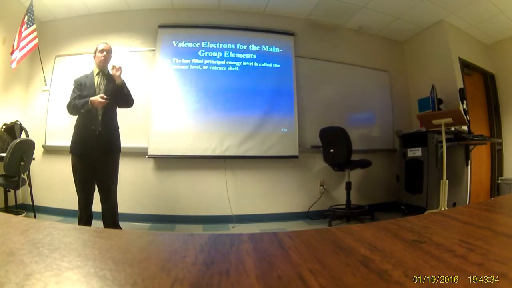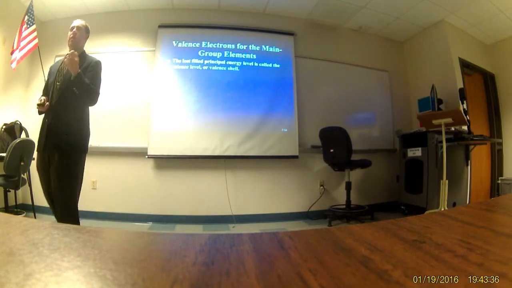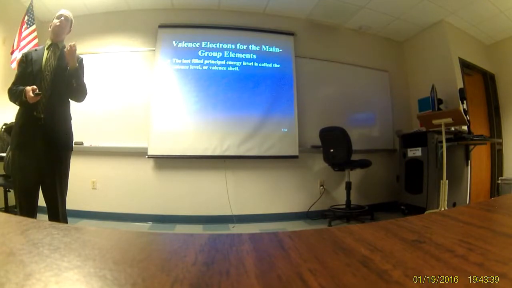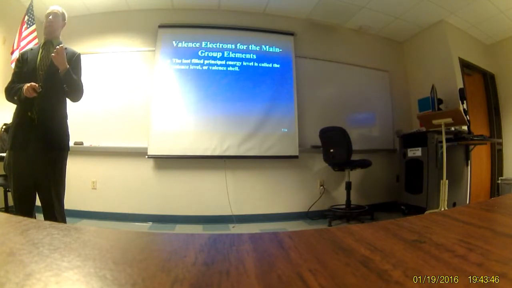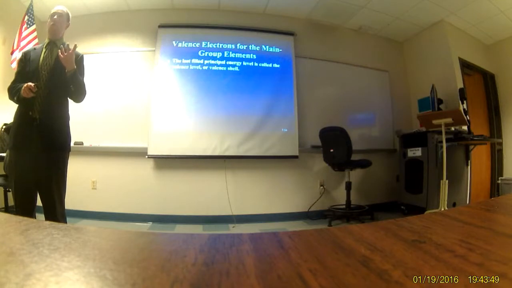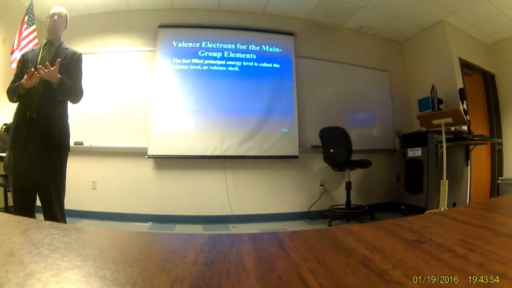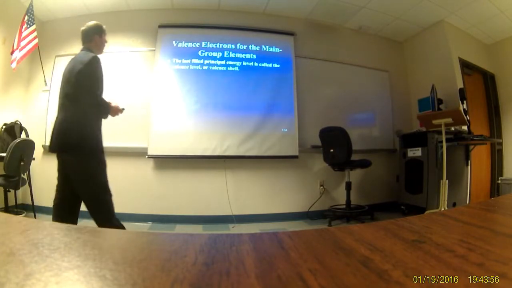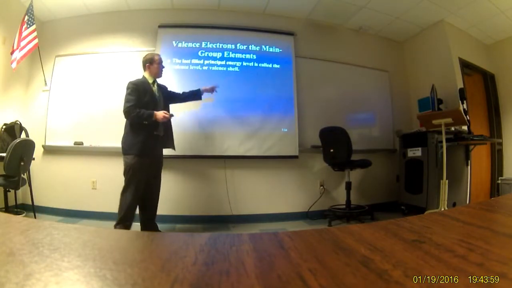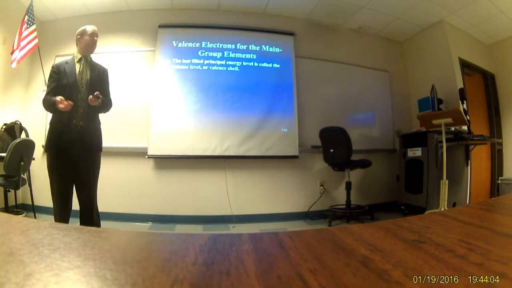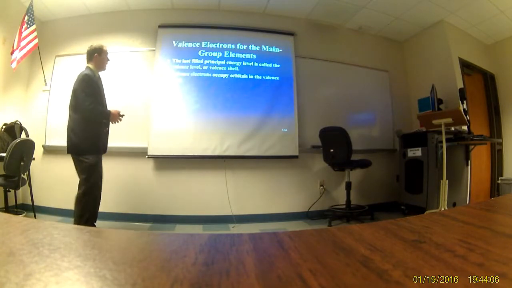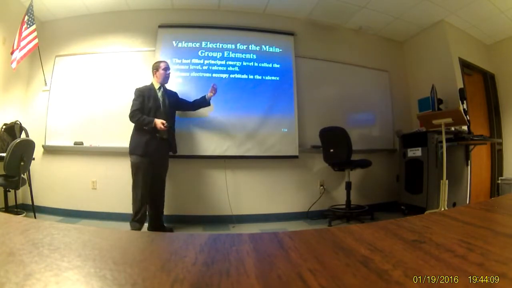Looking up here, do you remember how you find the highest principal energy level? How do you find the principal energy level of something? It's just the period number, okay? So in our 1s2, that 1 was telling us the principal energy level of that s orbital. And so valence electrons are just going to be the ones in the orbital that has the highest number. Valence electrons are in the valence level.